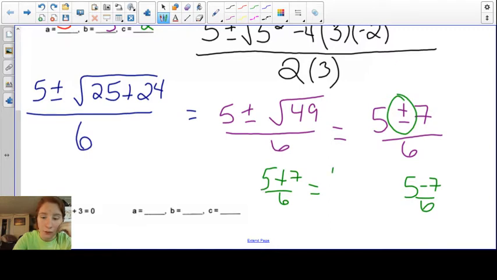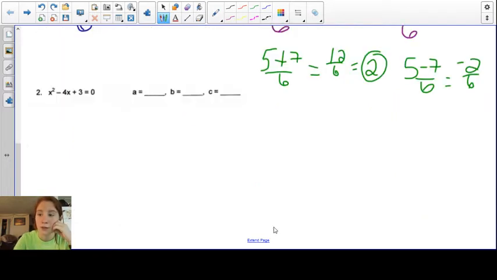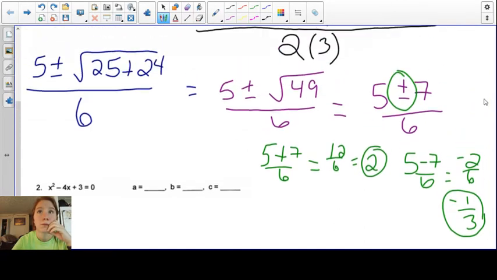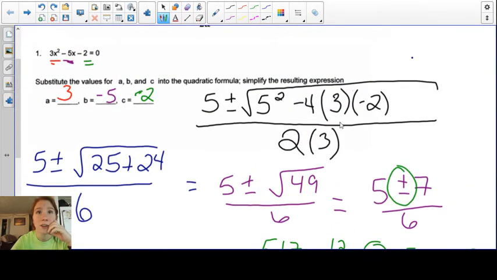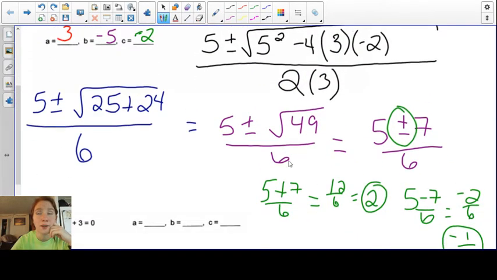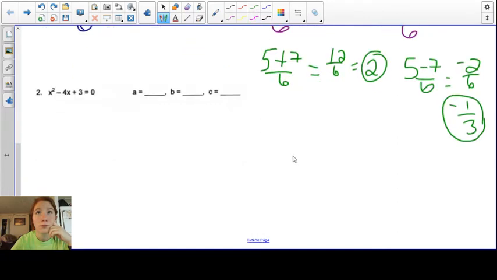So this will give me 12 divided by 6, which is 2. So one of my answers is 2. And then the other one is going to give me negative 2 over 6, which will give me a negative 1 over 3. So the hardest part is making sure you simplify your steps correctly. All right, let's try the next one.